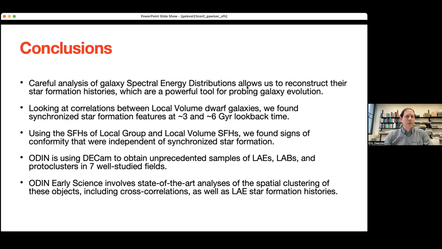And that leads to my conclusions. With a careful analysis of the spectra and distributions of galaxies, we can reconstruct their star formation histories and probe galaxy evolution. We looked in a paper from 2021, led by Charlotte Olsen, at correlations between local volume dwarf galaxies and found synchronized star formation features not predicted by galaxy formation models at 3 to 6 gigayears lookback time. We then looked in a 2023 paper led by Charlotte at the star formation histories of Local Group and local volume galaxies and found signs of conformity that were independent of synchronized star formation.